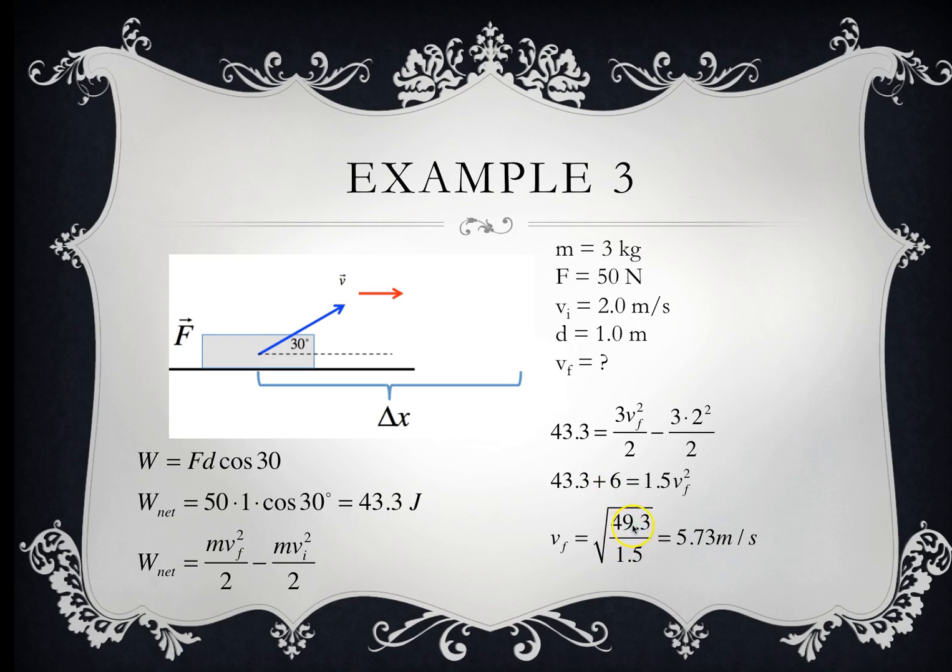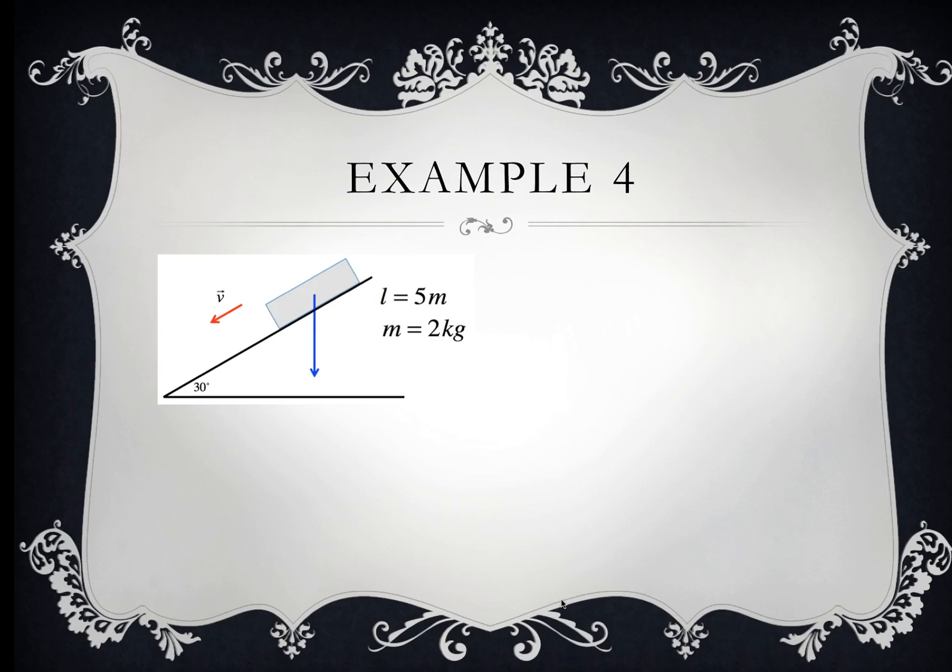43.3 plus 6 is 49.3. Divide by 1.5 and take the square root, which gives me 5.73 meters per second. Now let's check. Work done was positive, and if work net is positive, that means my object is going to be moving faster. If I compare V initial of 2 meters per second to my final, which is 5.73, it holds. So we did it right.